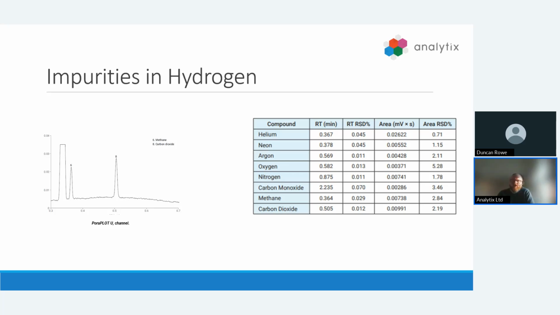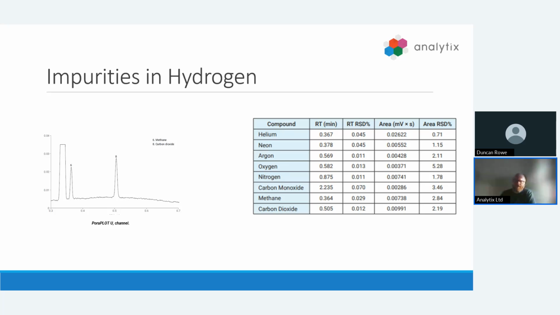So again, a repeatability test was run on 10 injections, and you can see the results in the table on the right-hand side. This shows all components had excellent retention time RSDs, and the value is below 0.1% of the peak area RSDs, and the area values are all smaller than 5%, except for that of oxygen, which is 5.28.